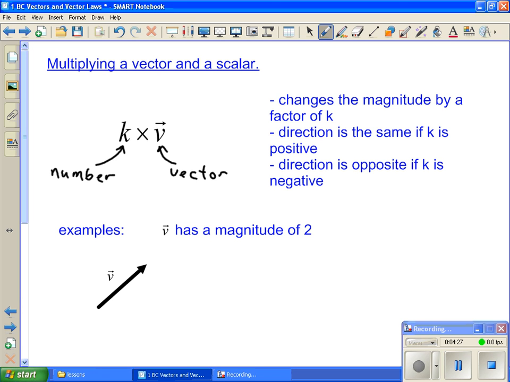Okay. What happens to our vector here? Well, if we multiply vector v by k, it changes the magnitude by a factor of k. So if k is 2, it gets twice as long. If k is a third, it gets 1/3 as long. The direction is the same if k is positive, and the direction becomes opposite if k is negative.